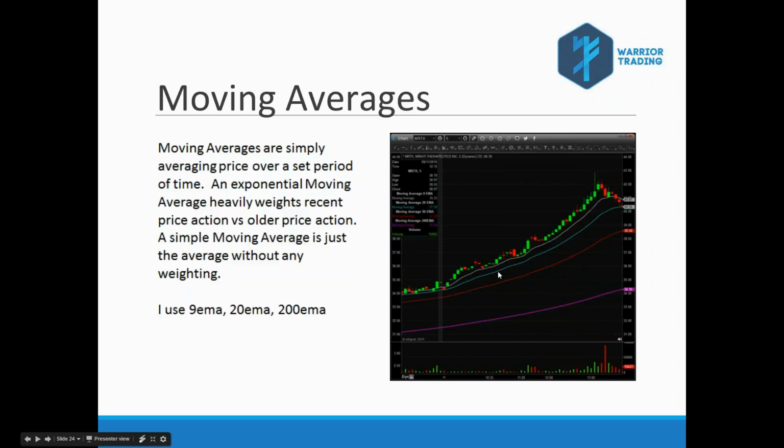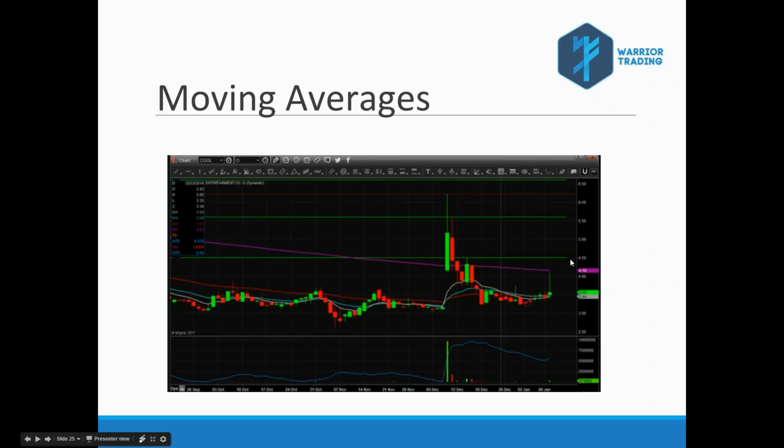All I have are my moving averages. I've got the 200, I've got the 50, I've got the 20, and I've got the 9. All right, so I find my entries based on candlestick patterns. These indicators help me understand the current price action and its context. It tells me whether the stock is strong or weak, but I don't need to have these on my charts in order to feel comfortable taking trades.